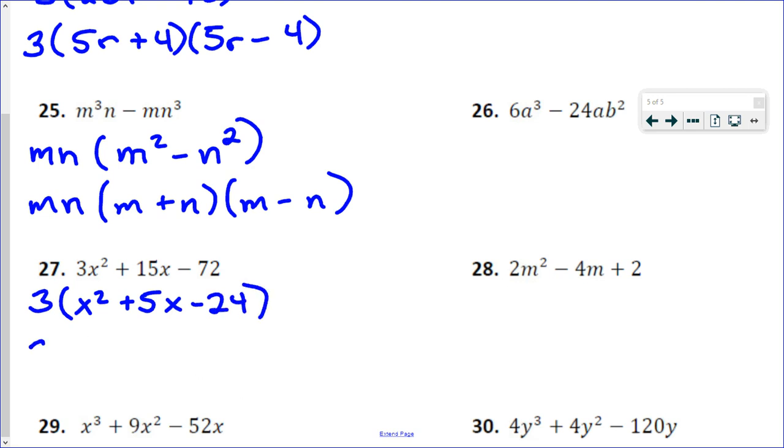All right, so now I'm looking for two numbers that multiply to negative 24 and add to positive 5. So I'm thinking 8 and 3. One of them's got to be positive, one's got to be negative. It's a positive 5, so the bigger number needs to be positive. So it's going to be positive 8 and negative 3. So x plus 8 times x minus 3.